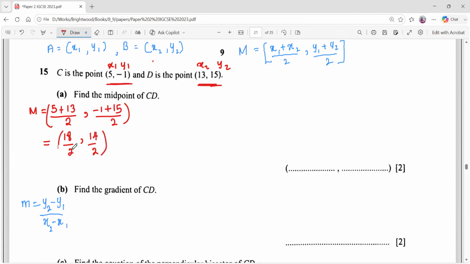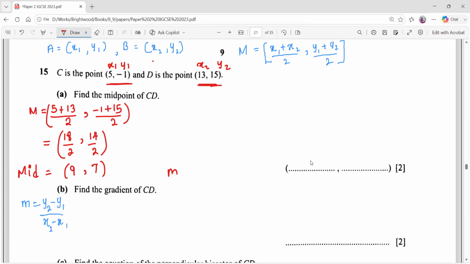What is 18 divided by 2? It should be 9. 14 divided by 2 is 7. So the midpoint is (9, 7). Exactly: the sum of the x coordinates divided by 2 and the sum of the y coordinates divided by 2. Next is the gradient.